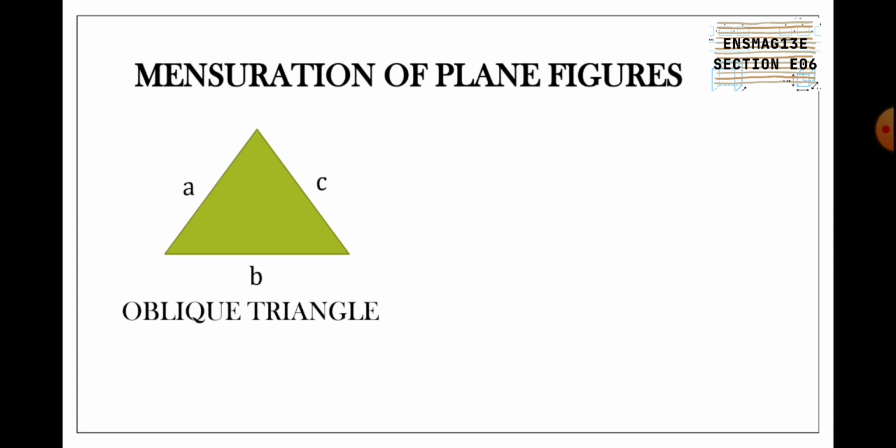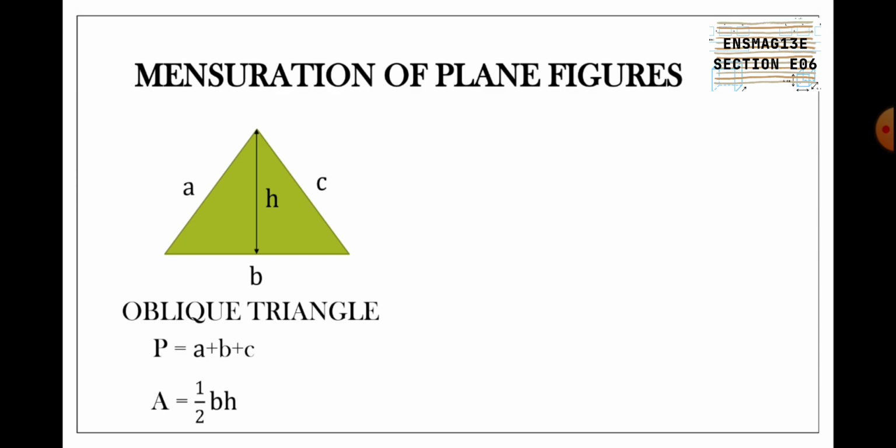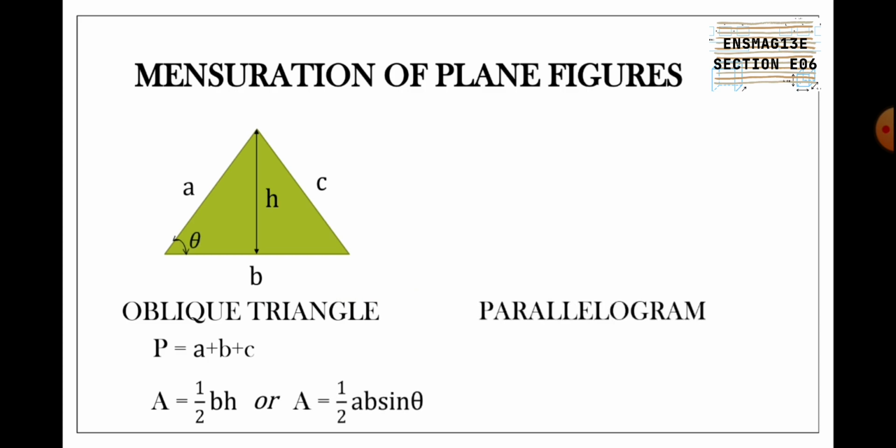Next is an oblique triangle. So for oblique triangles, or those with no right angle, we simply use the formula for the perimeter. Again, we just have to add the leg A, leg B, and leg C here. And usually in our oblique triangles, we have the value of h, or the height of your triangle. Now to solve for the perimeter of your oblique triangle, we just have to add A, B, and C.